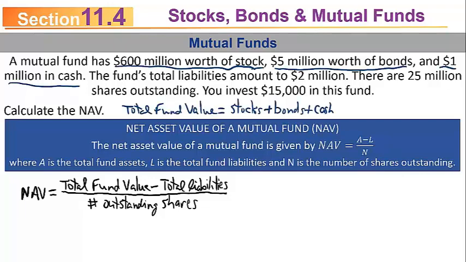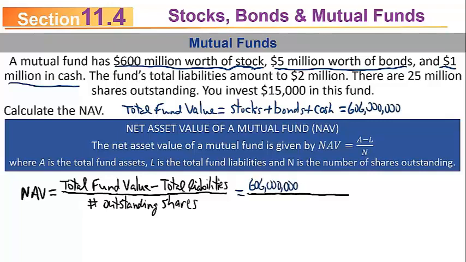So here the total fund value is the sum of the stocks and bonds and cash. You're told you have $600 million worth of stock, another $5 million worth of bonds, and then $1 million worth of cash. So $600 million plus $5 million plus $1 million is $606 million. So the total fund value is $606 million.